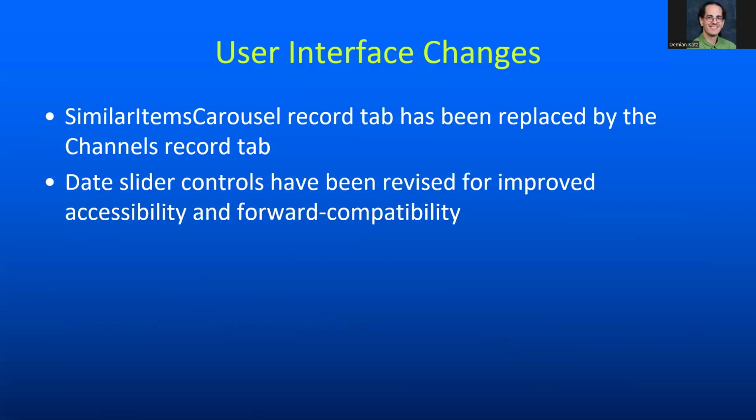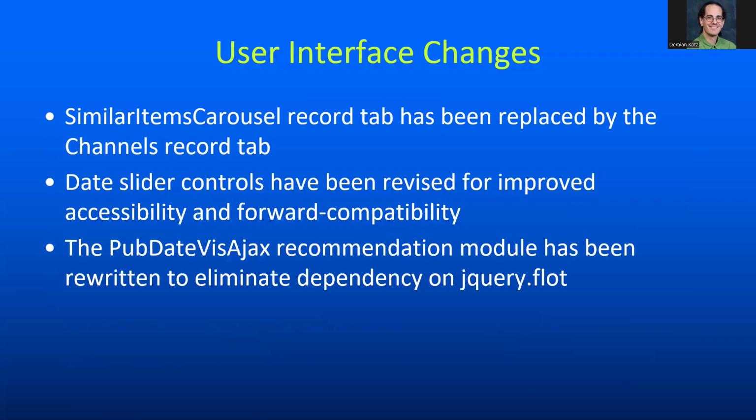We've also modernized date sliders in the search result controls for filtering by date ranges. It's more accessible and forward compatible. We got rid of some old legacy JavaScript libraries. Similarly, the PubDate Viz Ajax recommendation module, which can display date graphs above your search results, has been rewritten to eliminate old jQuery dependencies and use more modern libraries for rendering graphs.